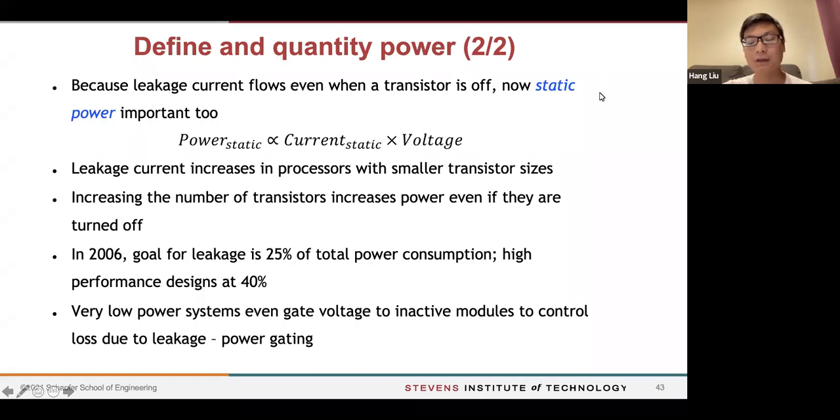Static power is the leakage of power. Even when you turn off the transistor, you still have static power. Static power is proportional to the static current multiplied by the voltage. According to some study in 2006, power leakage is 25% of the total power. So we can gate voltage to inactive modules to control loss due to leakage, like power gating.